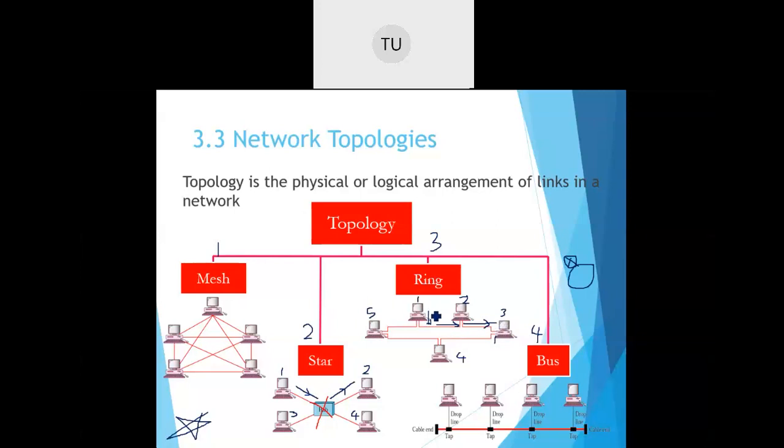So let's say node number 1 wants to send a message to node number 5, they need to follow the circular chain until finally reaching the receiver end. Right? So there is the shape of a star just now, and this is the shape of a ring.